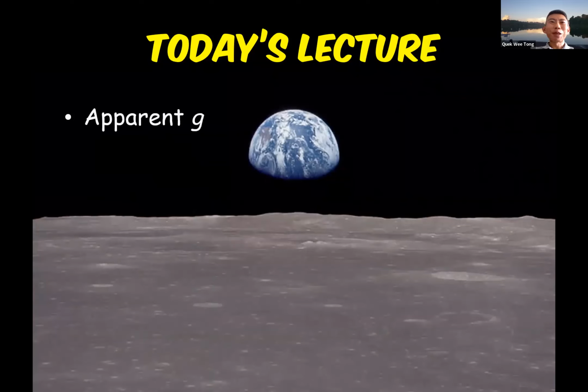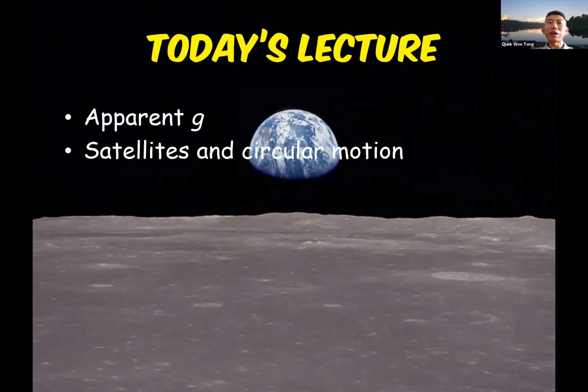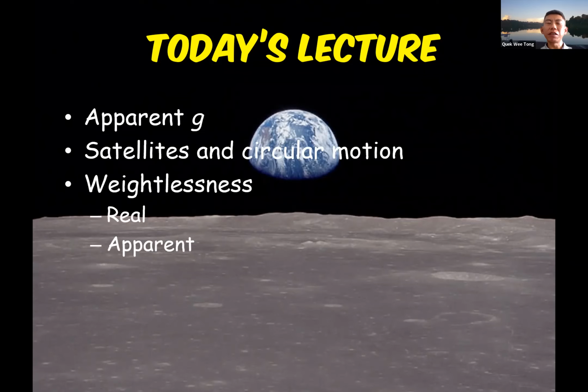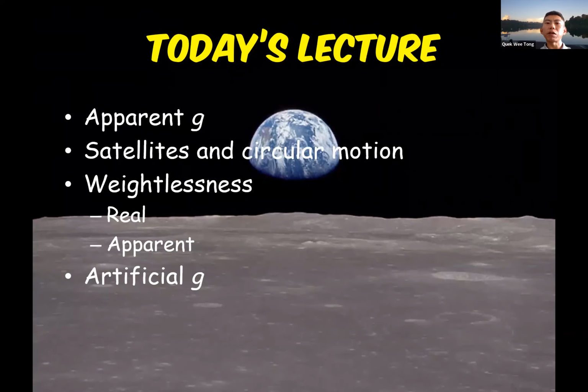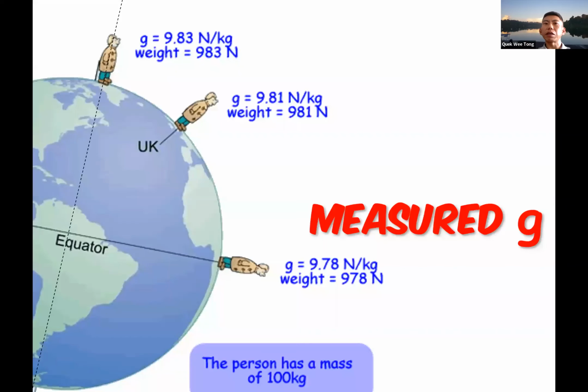let's continue. So for this second section, we'll talk more about apparent g, and circular motion associated with gravity. Then we talk about the real and apparent weightlessness. This second portion follows the first portion, but I'll go through it slightly faster. Just now, we have discussed what is happening at the poles and what's happening at the equator.